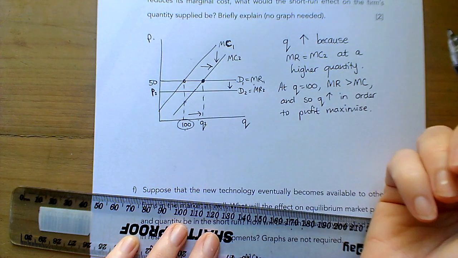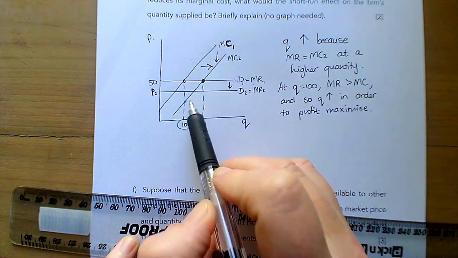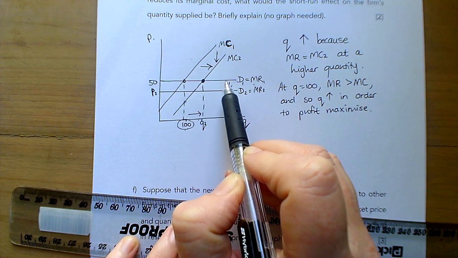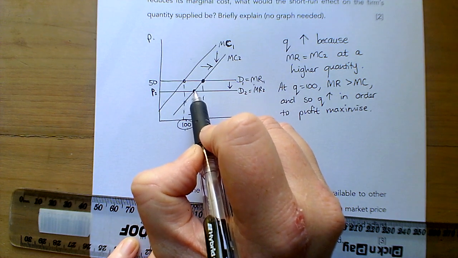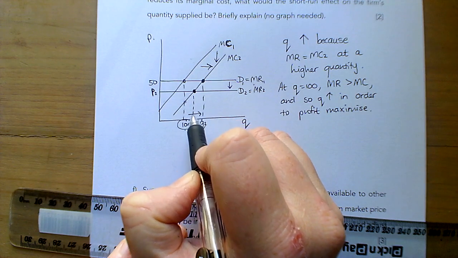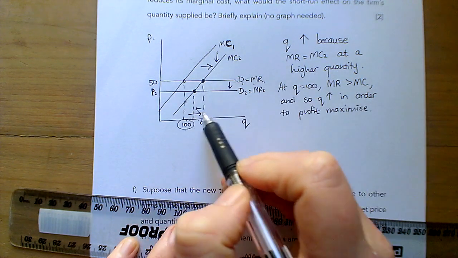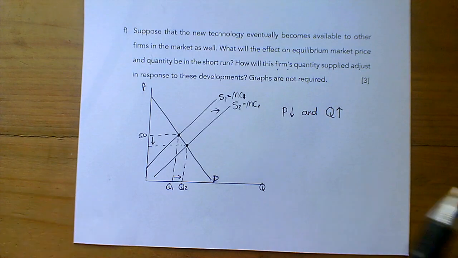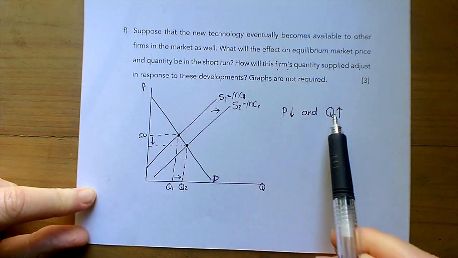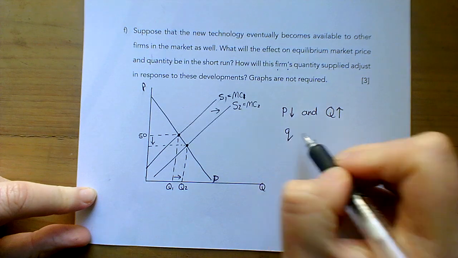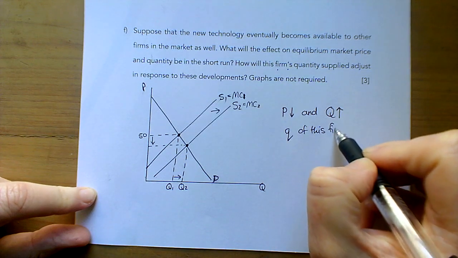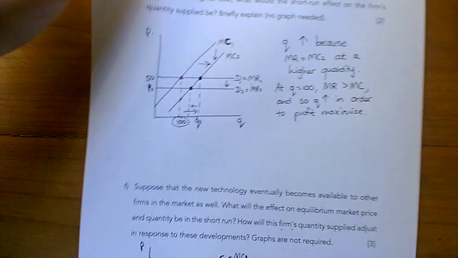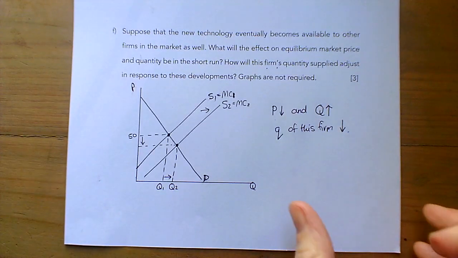What would happen to their quantity? So when they were the only ones with this technology, their quantity went up. But now, given that everyone else has adopted it and the price in this market has fallen, they would now profit maximize over here. And so the quantity that they would produce would fall. So the results of this technology being adopted by everybody in the market is that the market price would fall, the market quantity would rise, and the quantity of this firm would fall. So it really helps to draw graphs in order to guide your answer for these types of questions.